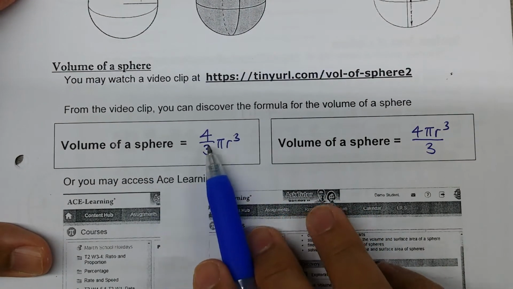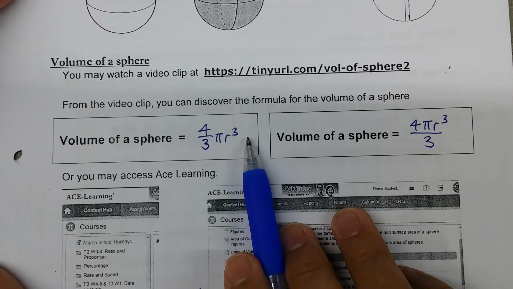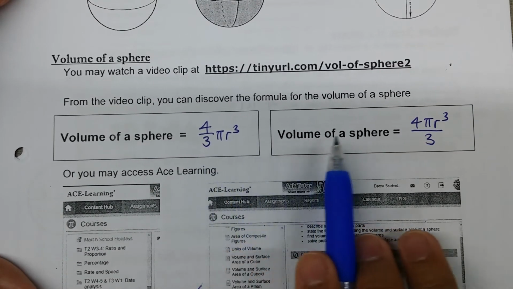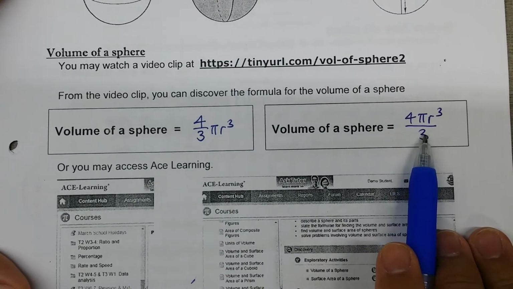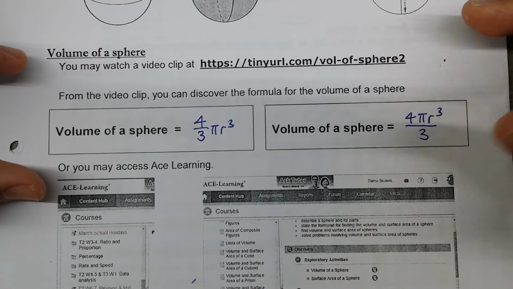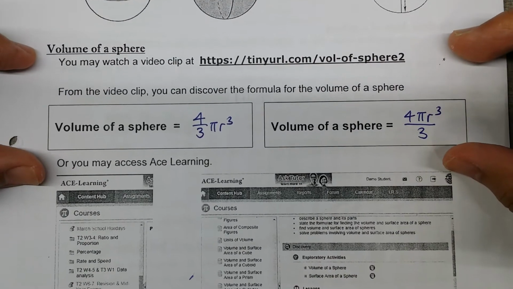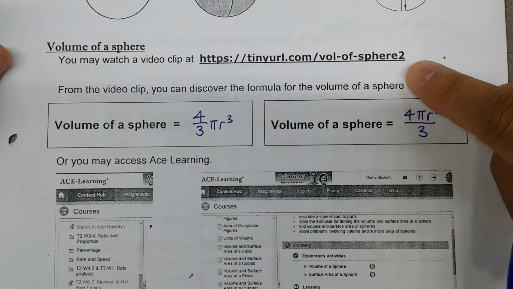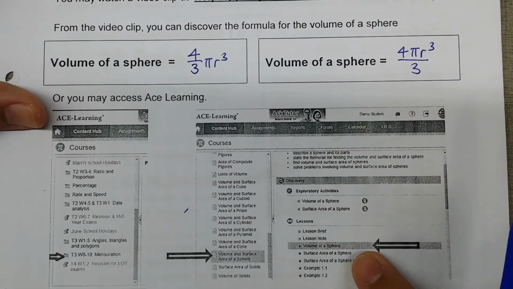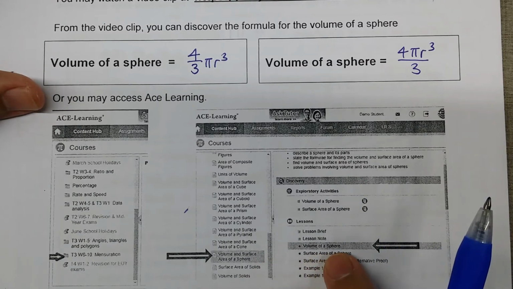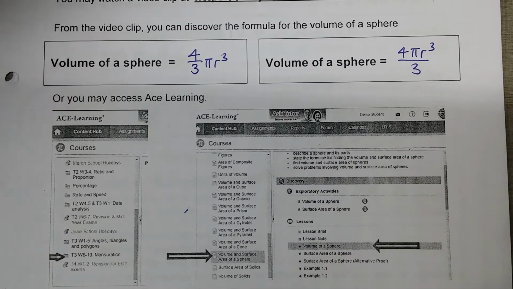Volume of a sphere is 4/3 pi r cubed. If you're uncomfortable with writing 4/3 pi r cubed, we can also write 4 pi r cubed over 3. It's the same thing. So I give you two options, or maybe you have already done that. Watch this video clip through this website or through ACE Learning. You click volume and surface area of a sphere, then click volume of a sphere. You should be able to get it. Next page.